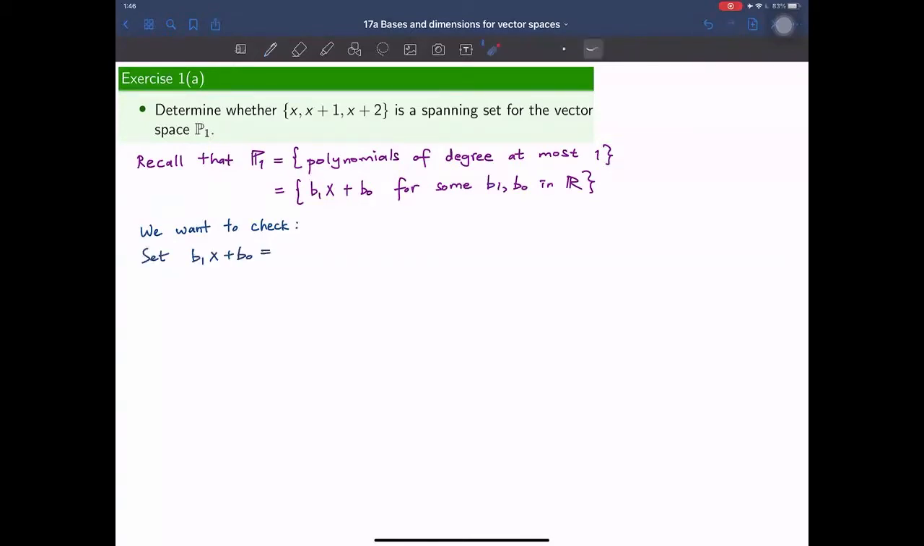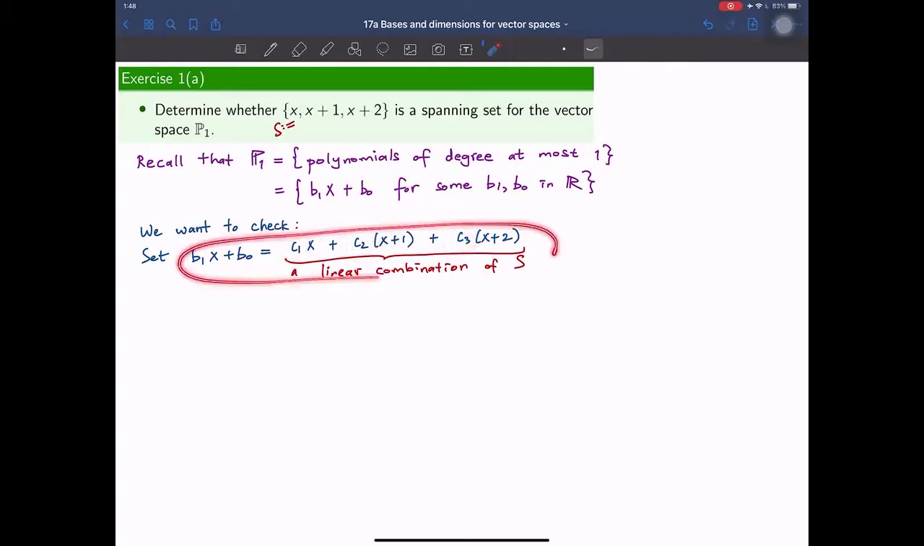To check whether our subset is a spanning set for P1, we want to check the following. I write down an arbitrary element from here on the left side, and then on the right, I will write down a linear combination of our subset S. Here, C1, C2, C3 would be my mystery coefficients, and I want to check whether this equation has at least one solution. So we want to be able to show that we would be able to find C1, C2, C3 no matter what B1 and B0 are.